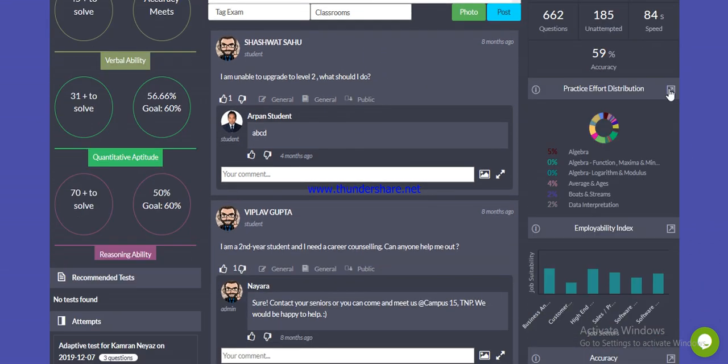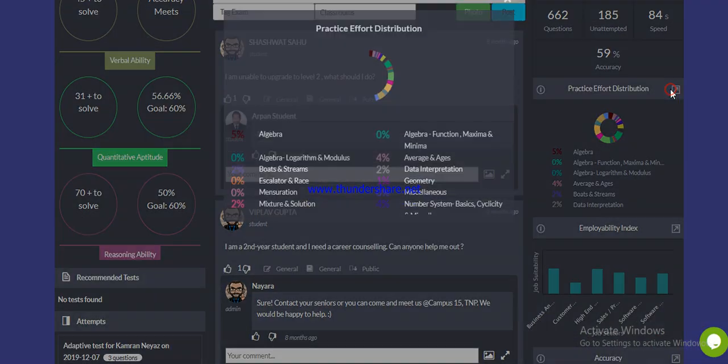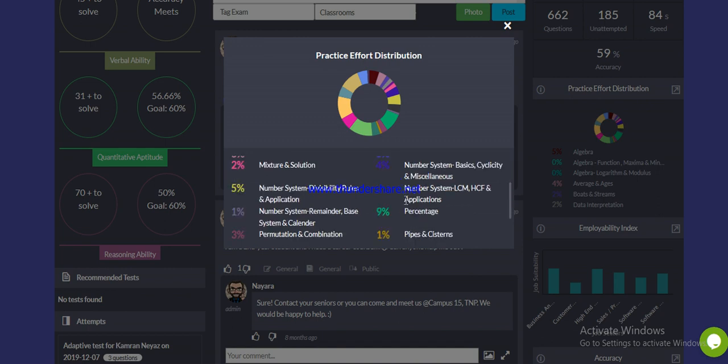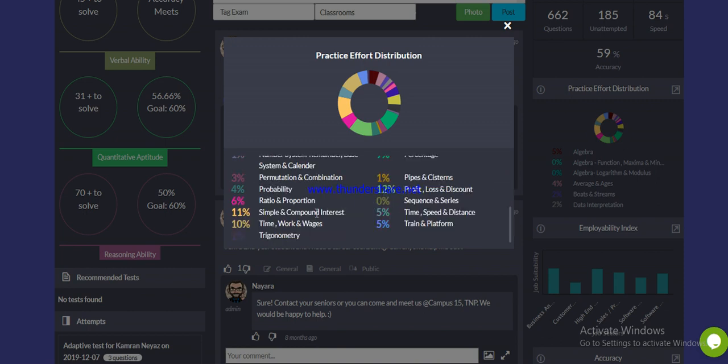Moving on to this practice effort distribution. So this is how I can expand the graph. This represents which areas students have mostly explored and the areas the students have left out. So in layman's language, it shows how the student has put their effort on different topics of a subject, like in simple and compound interest or in time, work and wages.